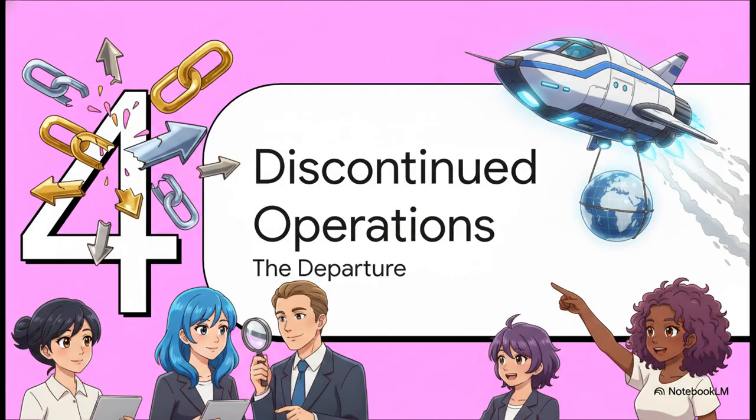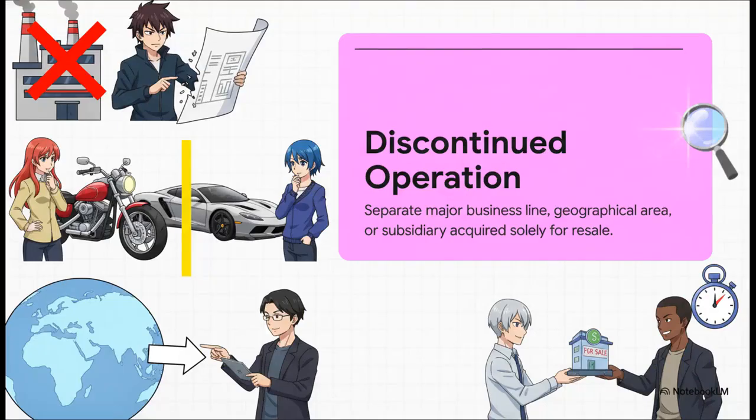Section 4, presentation and discontinued operations, the departure. All right, we know how to classify it, and we know how to measure it. Now, how do we actually present this offloaded asset to the shareholders reading the financials? So far, we've mostly been talking about single assets, like a piece of machinery. But what if we're selling off a massive chunk of the company?